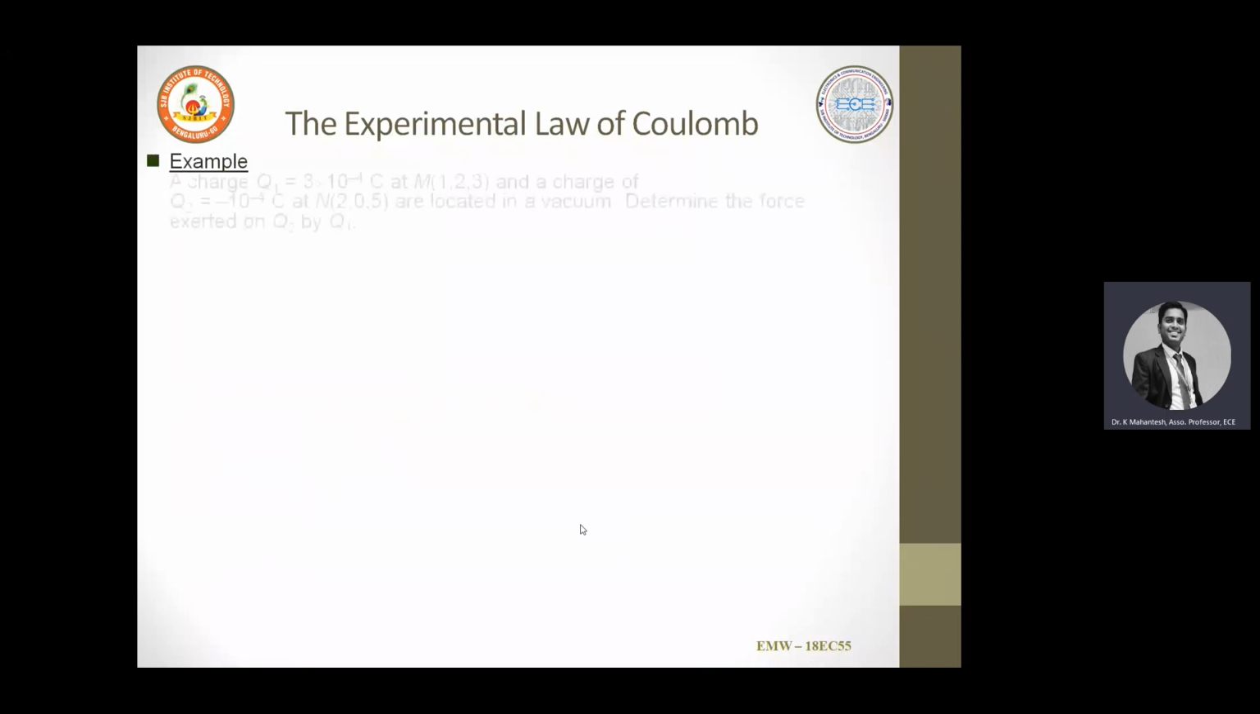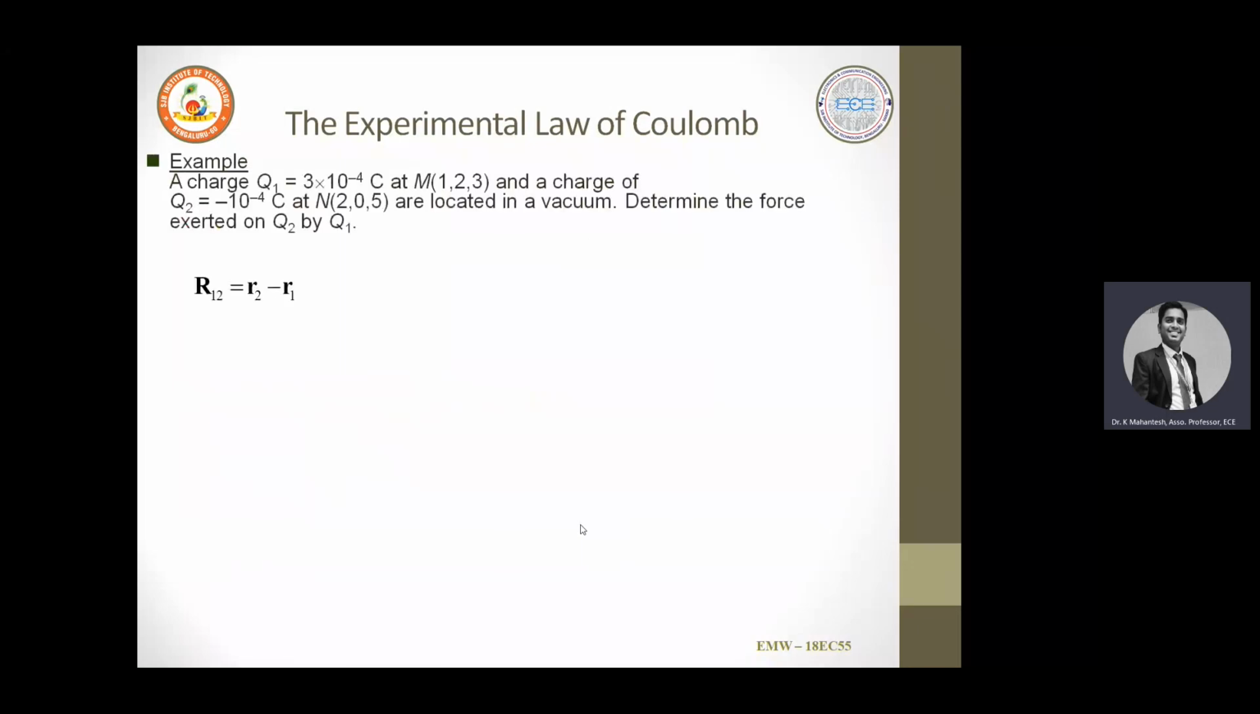Let us take up an example. Say a charge Q1 equal to 3 times 10 to the power minus 4 coulombs is placed at the point M(1, 2, 3) in a rectangular coordinate system, and a charge Q2 equal to minus 10 to the power minus 4 coulombs is placed at N(2, 0, 5). Both are located in a vacuum. Now calculate the force exerted on Q2 by Q1. So it is from Q1 to Q2.